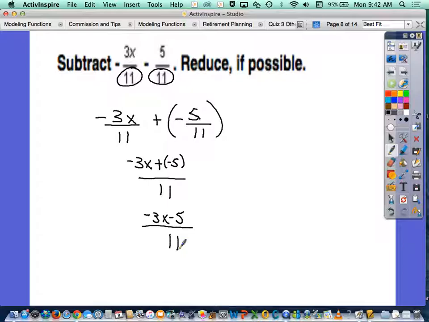So when you're adding fractions that have like denominators, you add the numerators together, keep the denominator the same. If you have subtraction, change it to addition. Simplify if possible. Using the prime factorization is a great way to simplify a fraction. It's probably the fastest and most efficient way.